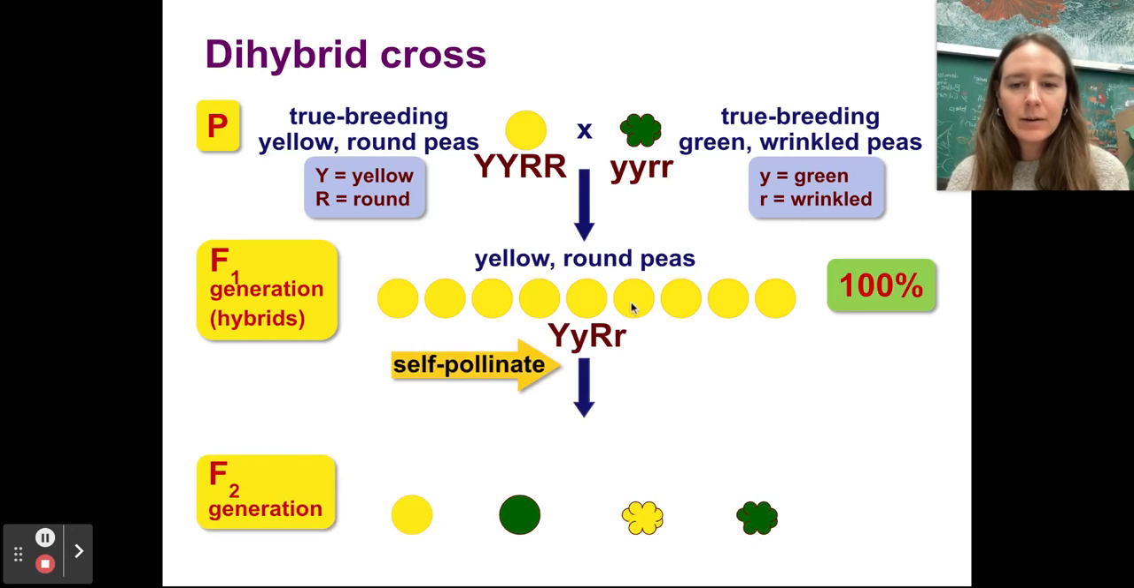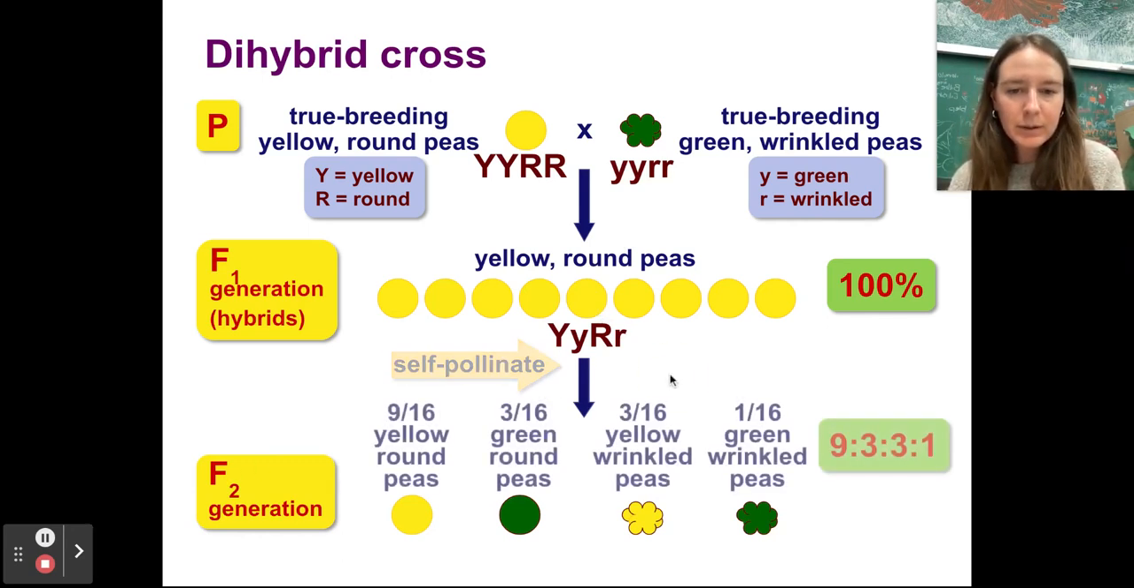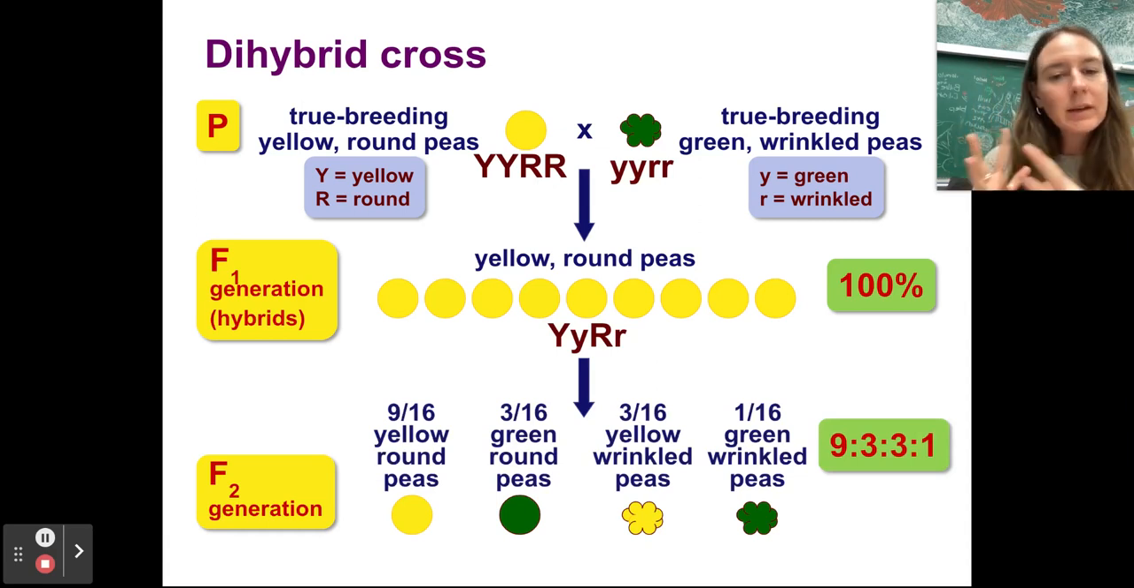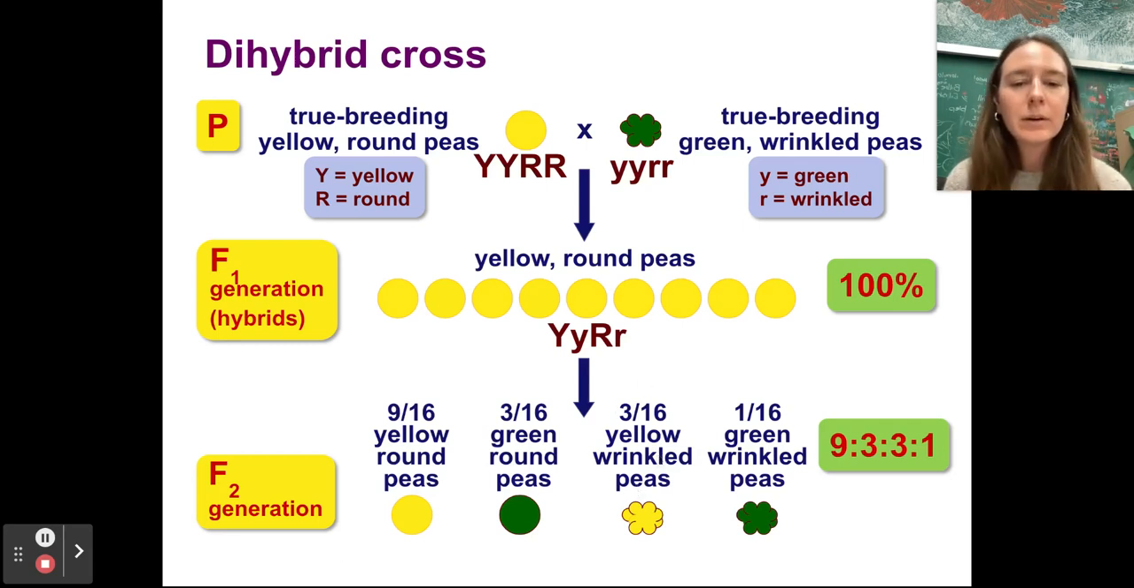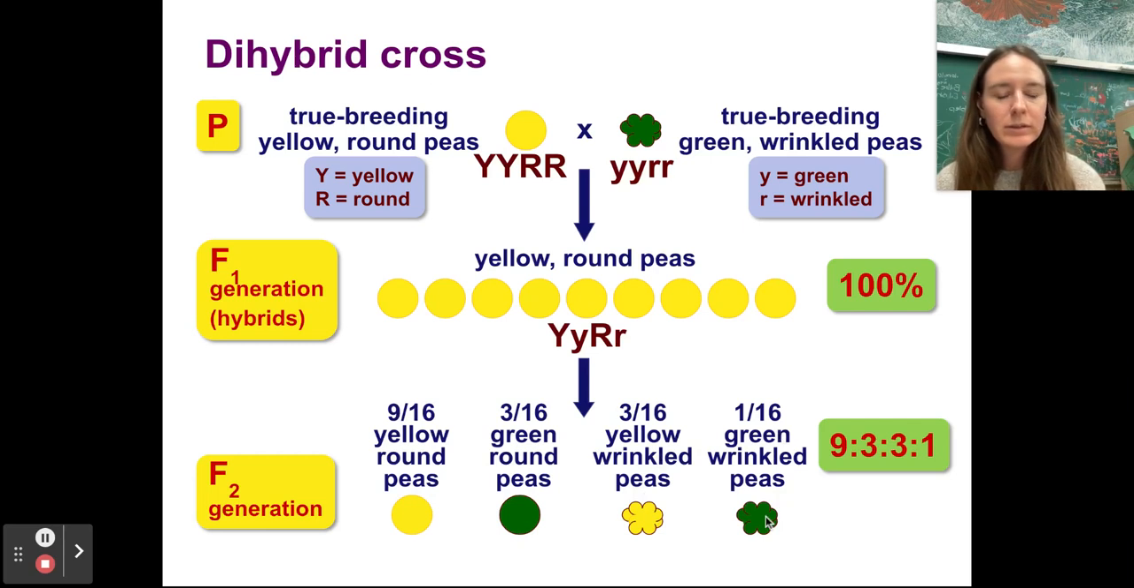Okay? Now, Mendel then let these hybrids self-pollinate, so it pollinated itself. And what did he find in the F2 generation, right? Let's take a look. He found something interesting. When he did this thousands of times, he found a common pattern. He found that 9/16 were yellow and round peas, so those two dominant traits together. 3/16 were green and round, so it had the dominant shape, but the recessive color. In this case, 3/16 yellow wrinkled and 1/16 green and wrinkled, so the two recessive alleles.